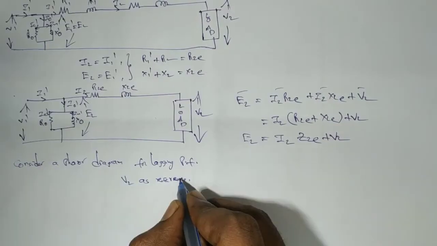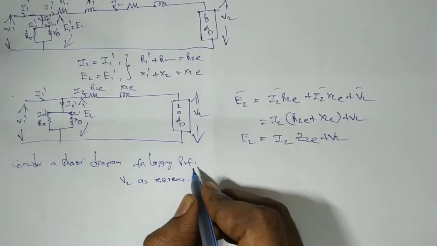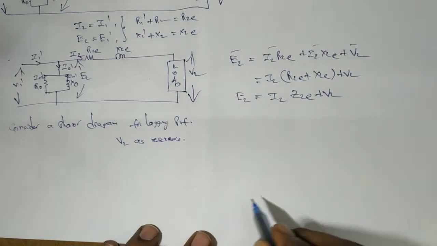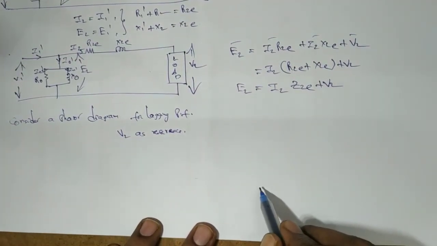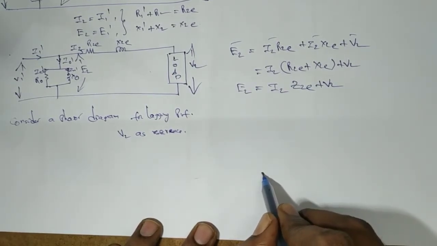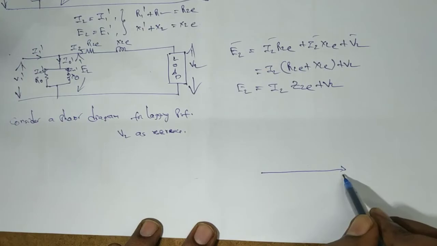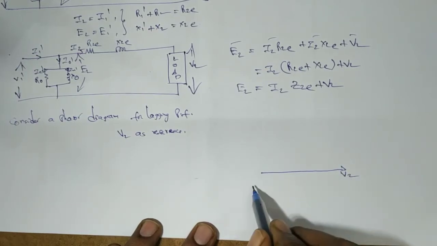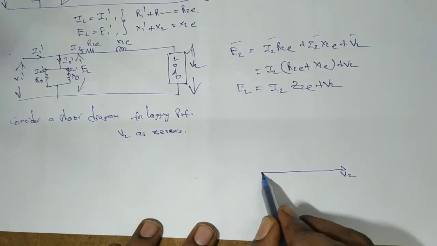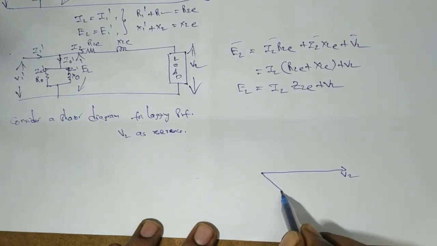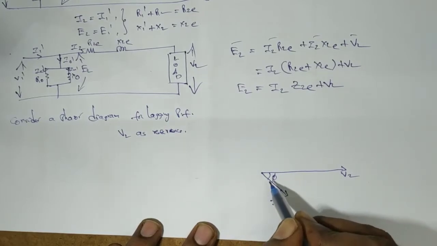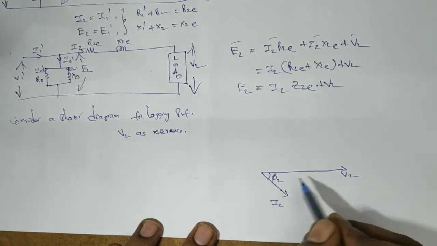So if we take V2 as a reference, draw a phasor diagram by taking V2 as a reference from origin to V2. And since it is lagging power factor, current I2 lags V2 by an angle of phi 2. Phi 2 is nothing but the lagging power factor in secondary. So I am repeating it as phi 2.